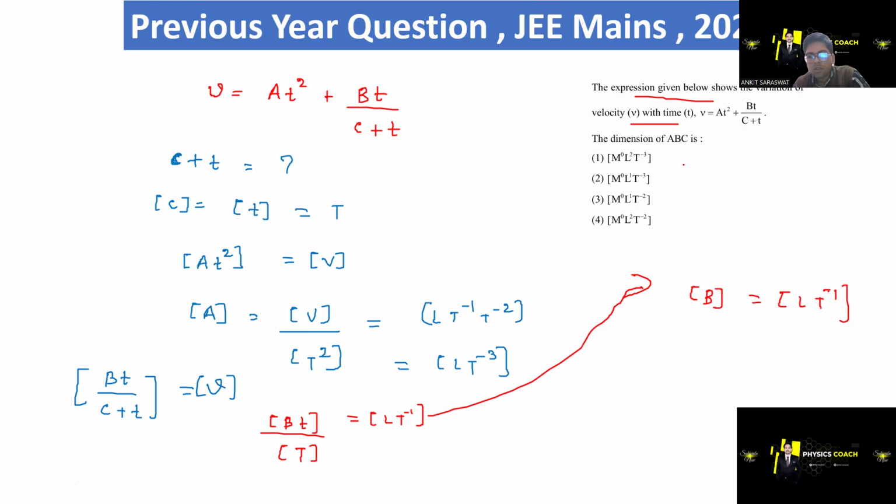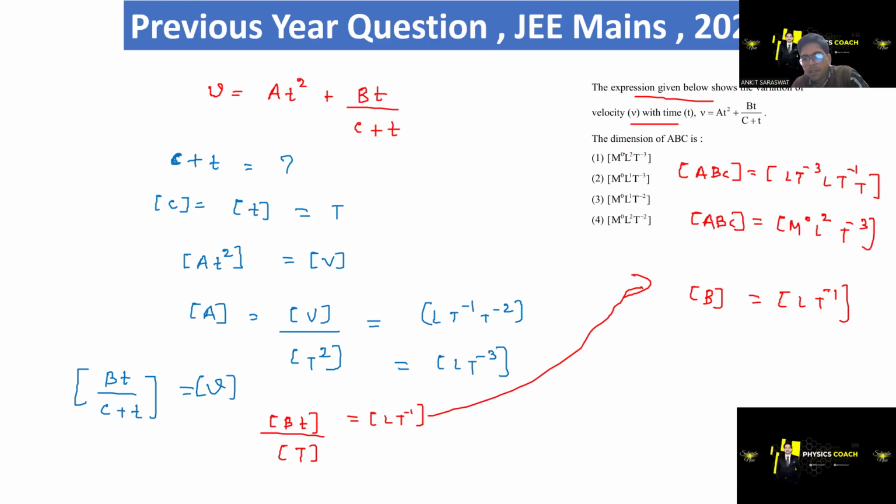So they are asking what is the dimension of ABC. So dimension of ABC will be dimension of A, dimension of B, dimension of C. What is the dimension of A? LT^-3. Dimension of B, LT^-1. Dimension of C is T. So dimension of ABC comes out to be M⁰ L² and T to the power minus 3, minus 1, plus 1, it comes out to be minus 3.